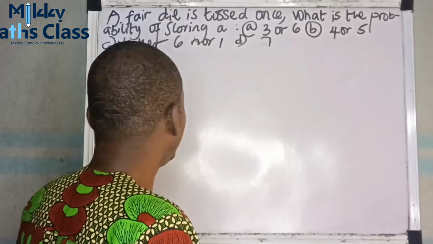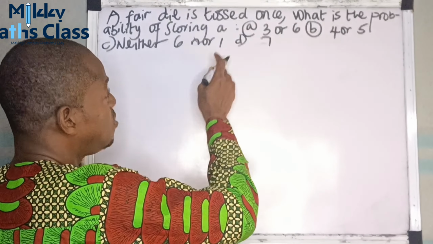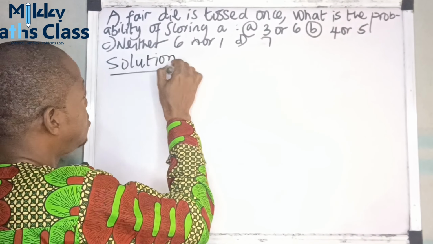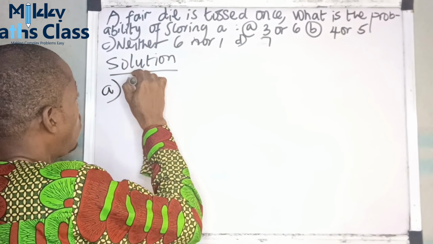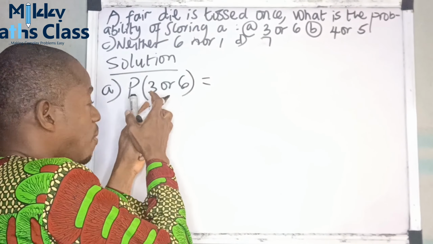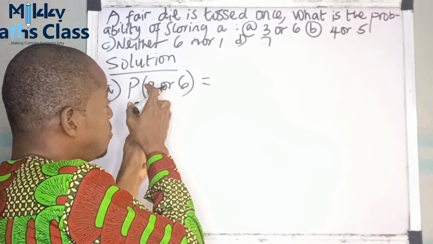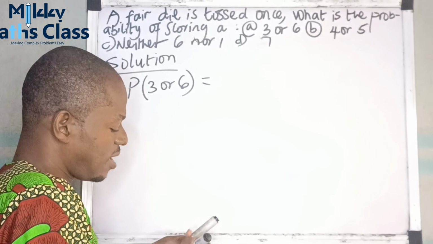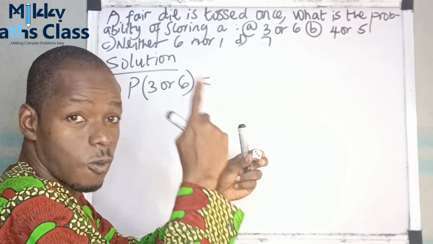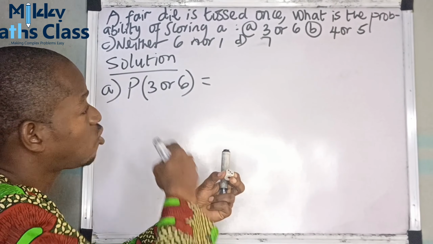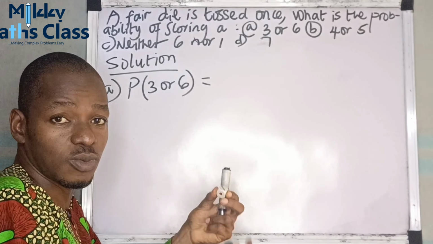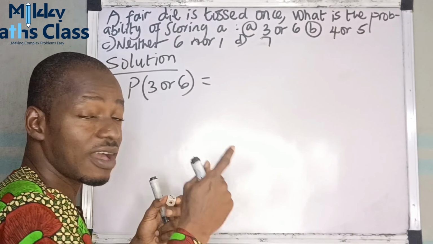So with that idea, the solution: the probability of obtaining a 3 or a 6 will be the addition of the probability of obtaining a 3 and the probability of obtaining a 6. How many 3s do we have in this die? Just one 3. Now, out of what number of possibilities? There are 6 possibilities. When I toss the die, I can only have 6 outcomes.